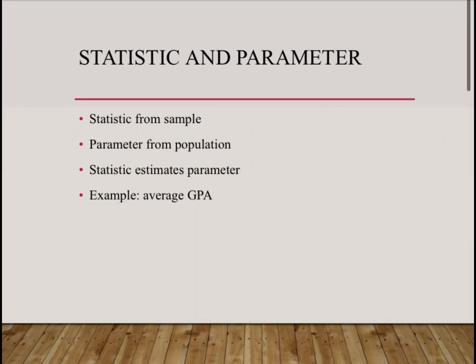A statistic is a number calculated from a sample. A parameter is a number that describes a population. Statistics are used to estimate parameters. For example, sample average GPA is a statistic.